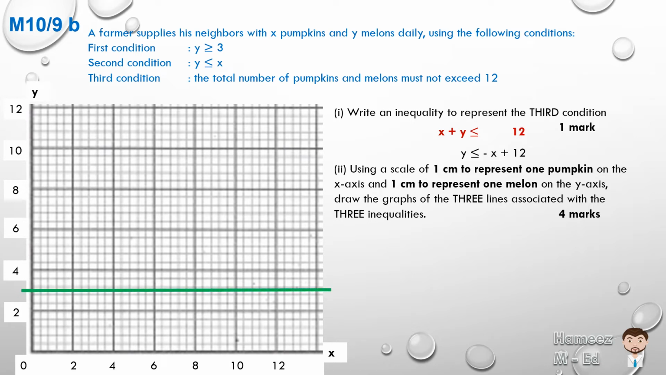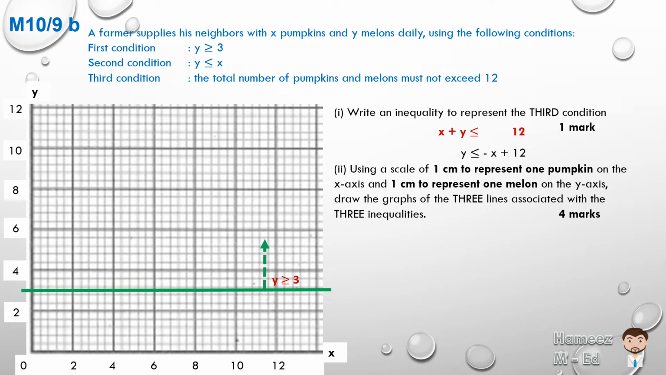If we go on our y-axis and look where 3 is, we draw a horizontal line going across in green. For y to be greater than 3, that means it's going upwards, so we put a green arrow on it to show that line or anything above that line will fulfill the condition.